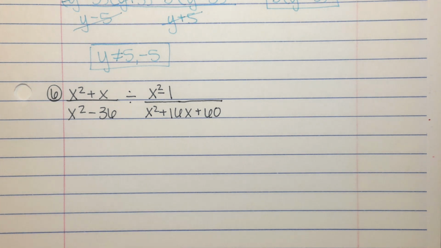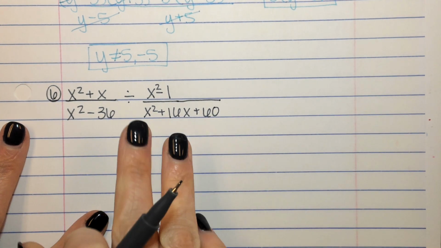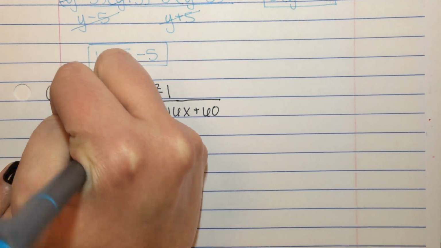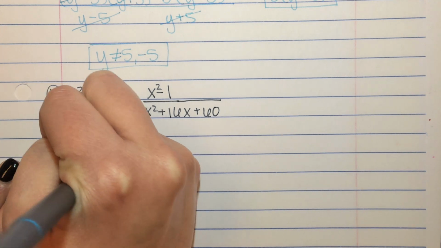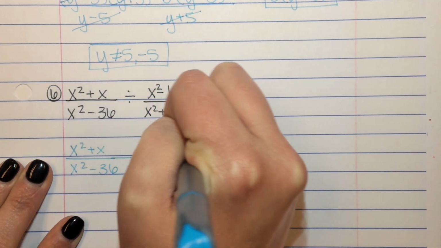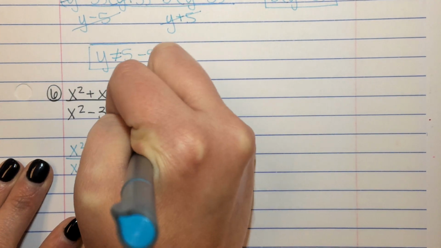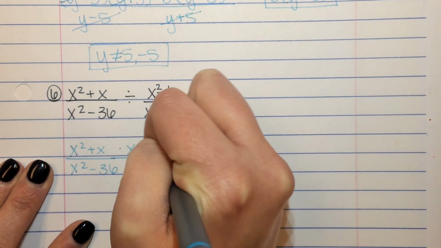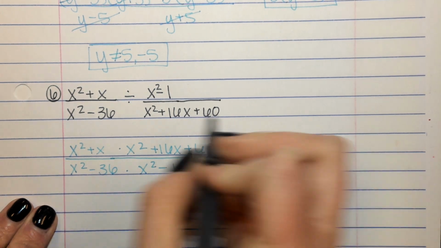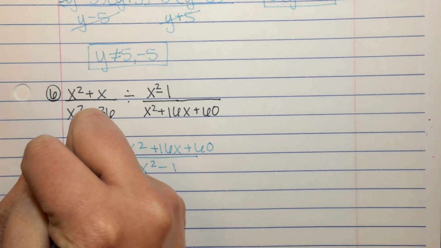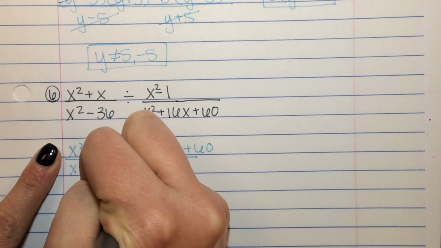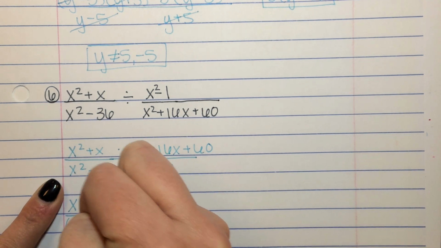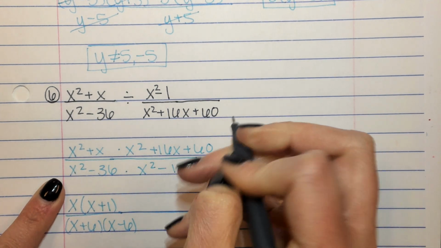Okay, here's our last example. It's division, so we can't turn it into one big fraction yet. We've got to keep, change, flip. So x squared plus x over x squared minus 36. And then move that x squared plus 16x plus 60 to the top, and x squared minus 1 on the bottom. Now we can factor. So pull out the GCF, and we have x, and then x plus 1 over, see, x plus 6 and x minus 6.